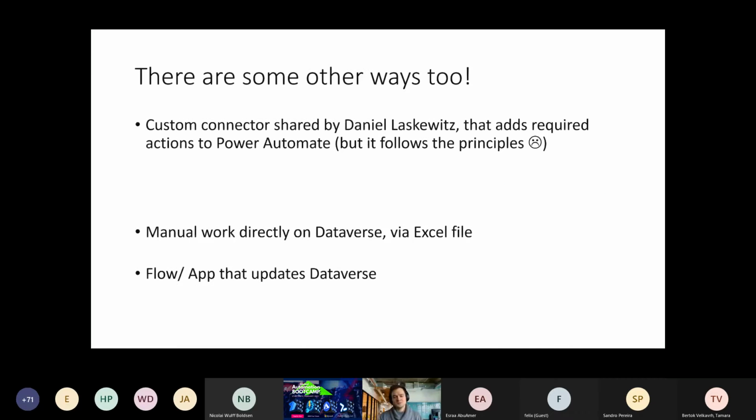However, there are also some other ways that we can do it. So for example, I don't know if you're aware, there is a custom connector that Daniel Laskewicz has shared on his GitHub repository that brings to Power Automate actions which are not present in the default tasks set of actions. So with this custom connector, you would be able to assign a task, reassign a task, approve or reject, and cancel. However, it is also following those principles I mentioned.